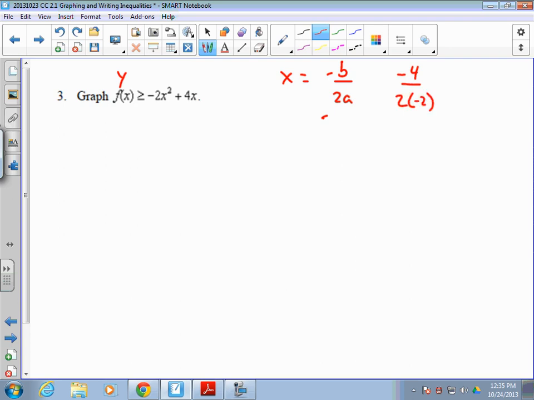So that's going to make it a little bit quicker for us. Negative 4 over negative 4. So your x value is 1. So use that to find out what your y value is.